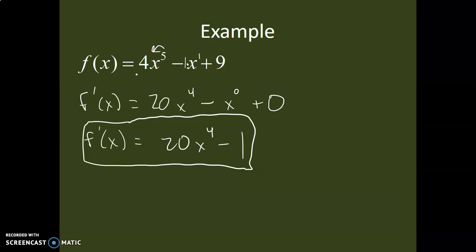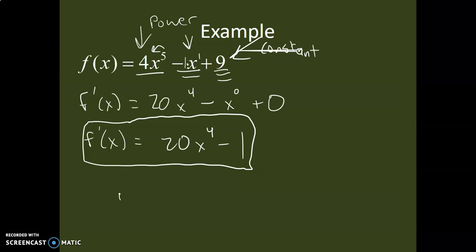So first of all, we have 3 separate functions. Now the sum or difference rule says that since these are added or subtracted, I can just find the derivative of each one and add or subtract those. The derivative of 9 is 0. That was the constant rule. These two are both examples of the power rule.